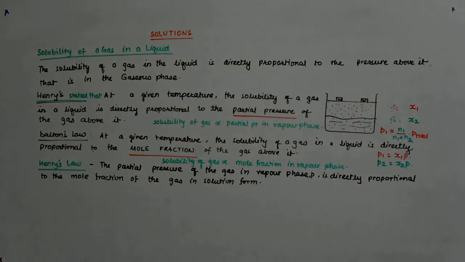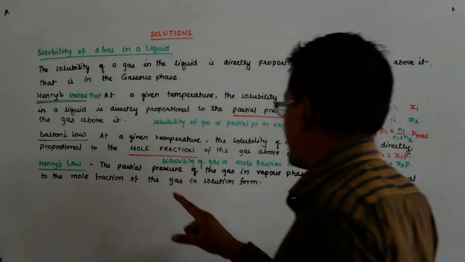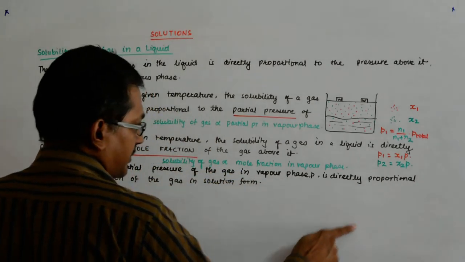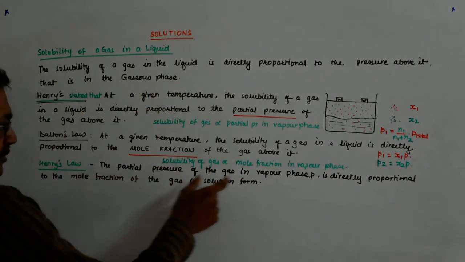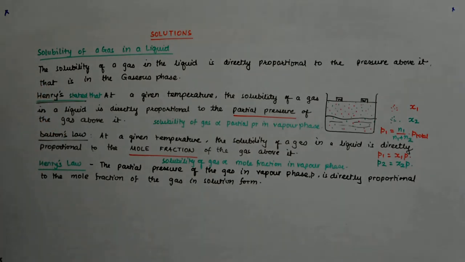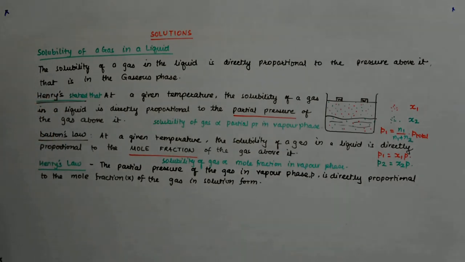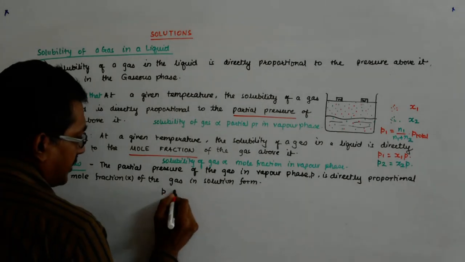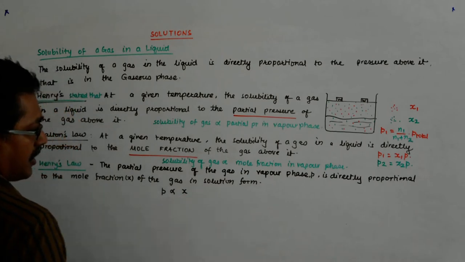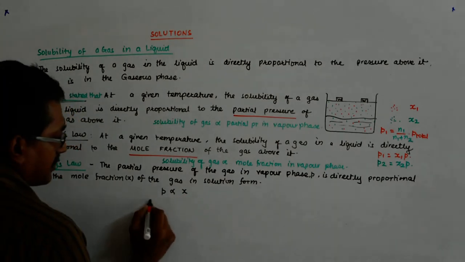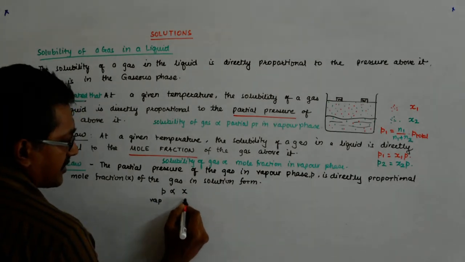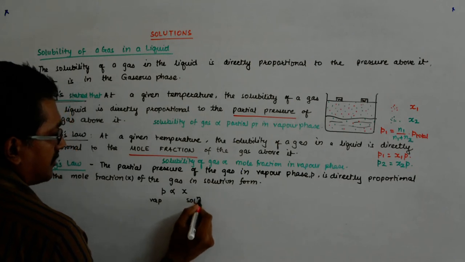Okay. So it says that the partial pressure of the gas in the vapor phase, that pressure being named P, is directly proportional to the mole fraction, which we call X, of the gas in the solution form. And we write it as P is directly proportional to X. This is vapor. This is solution.